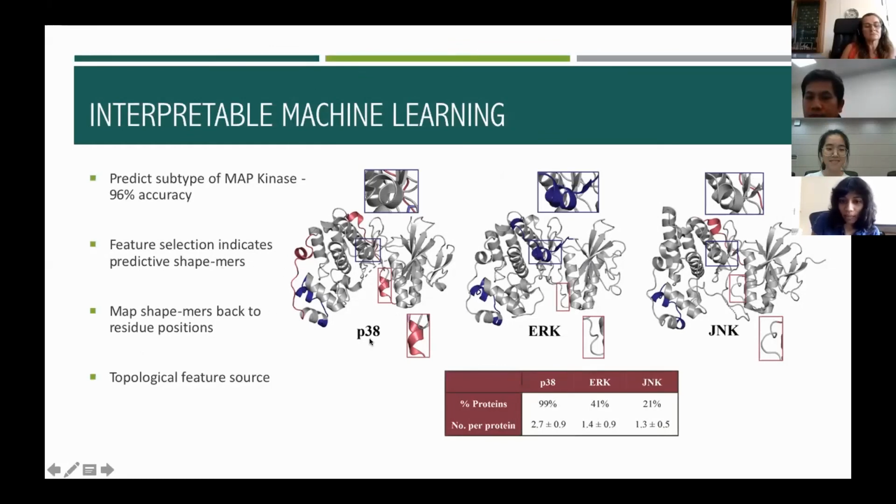And here I have an example of just this one red shapemer, which is present in almost all of the P38 kinases at least 2 times, and is not present in the other 2. And if you actually look in the structure, you can really clearly see which shape is causing this difference. So this really means that you now have a new topological source of features that you can use by itself, or you can augment with existing sources like electrostatics or dynamics. And this could lead to new structure function relationships in protein families.